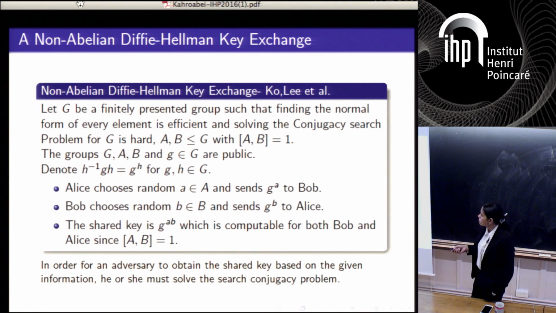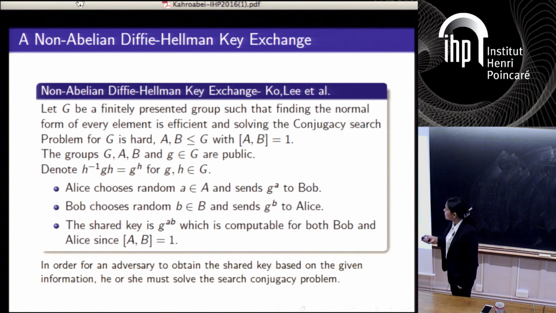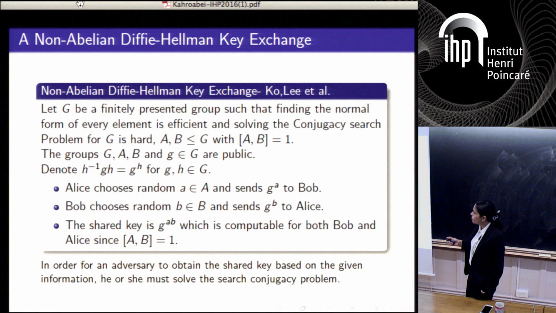Which implies a word problem is efficiently solvable. And solving the conjugacy search problem is hard, hopefully in exponential time. And take two subgroups of G, A and B, such that all elements of A commute with all elements of B. So this is the way we write. And now make group G, the subgroups A and B, and element G public.